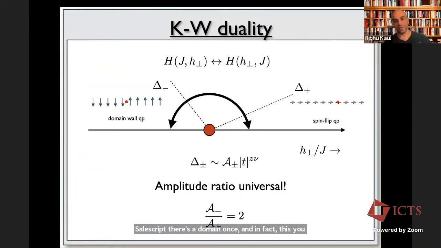If I study the ratio of the gaps, this is something in critical phenomena which is called an amplitude ratio. It's universal. And so I can compute it simply using an Ising model, the Kramers-Wannier duality, but it must be true even for any one-dimensional easy axis magnet close to its critical point.